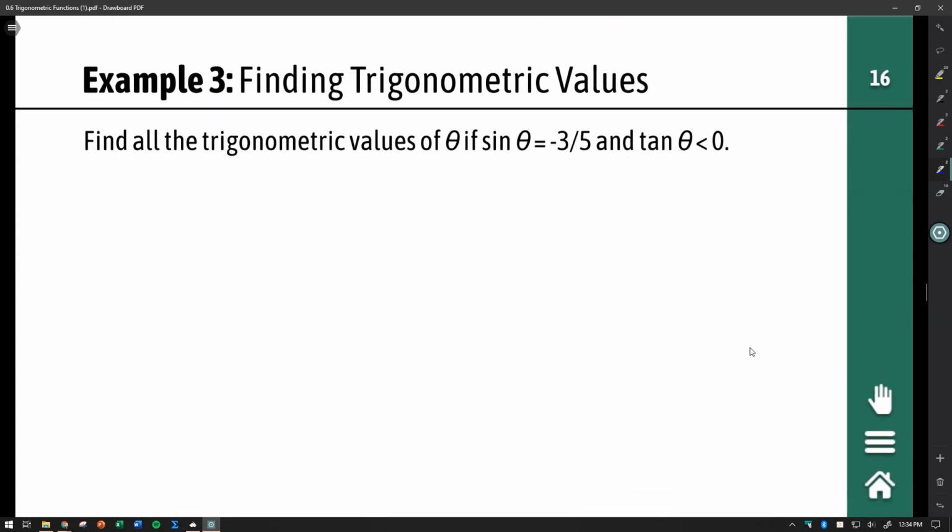Here's another example, finding trigonometric values. We want to find all six trigonometric values of theta, if the sine of theta is negative 3 over 5 and tangent is negative. So to begin this question, I think the first thing we have to answer for ourselves is, what quadrant is this angle in? And I'm going to do a little diagram here. I suggest if you're taking notes on your own to also make this diagram.